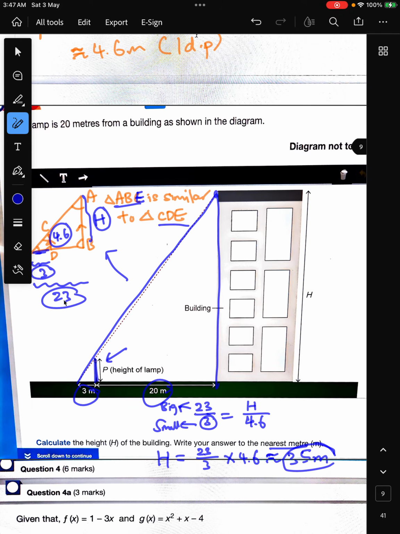I hope this question makes sense. I thought this is a very good question, and it really tests you on your understanding of similar triangles. So please make sure you get some practice on this. Another very good question that usually appears in the E-assessment.